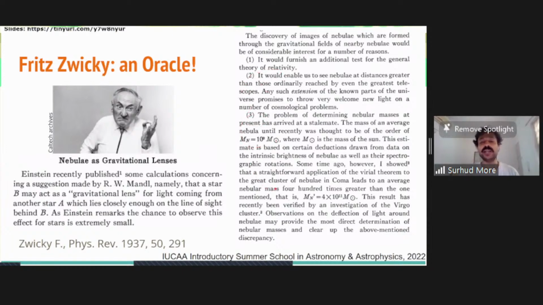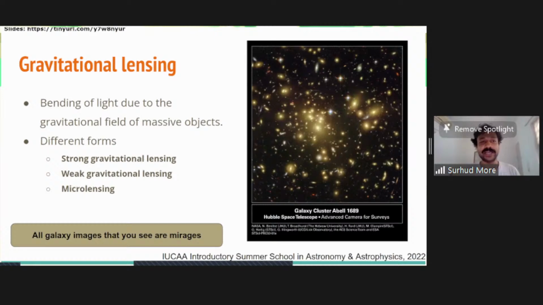And then the third part was to figure out that there is indeed dark matter present in the universe. Okay? So what is gravitational lensing? Gravitational lensing is the bending of light due to the gravitational field of massive objects. There are three different forms of gravitational lensing: strong gravitational lensing, weak gravitational lensing, and microlensing. We'll try to talk in this series of lectures about a few of these forms, so that you get to understand what gravitational lensing is and to give you a flavor of the kind of research that can be done with lensing.